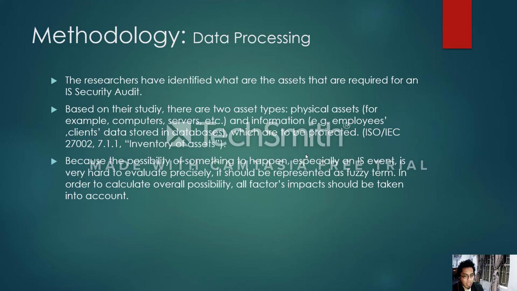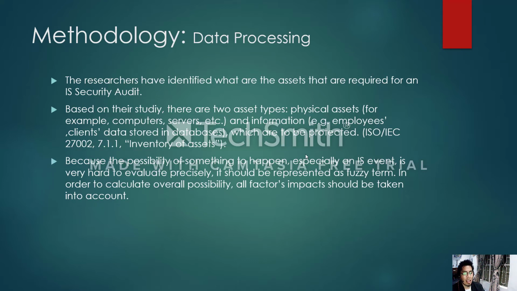And informational assets, so typically these will be the information of clients, such as their databases, their active directories, their user profiles, and everything which is to be protected. Because the possibility of something happening, especially in an IS event, is very hard to evaluate precisely, it should be represented as a fuzzy term. In order to calculate overall possibility, all factors' impact should be taken into account.